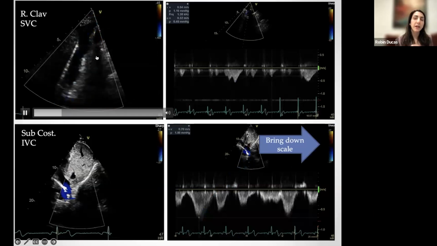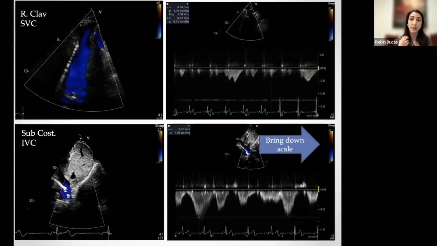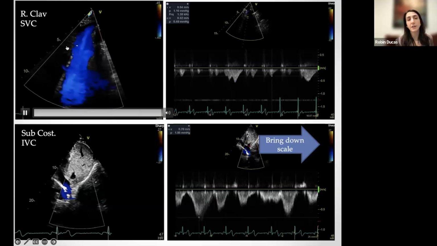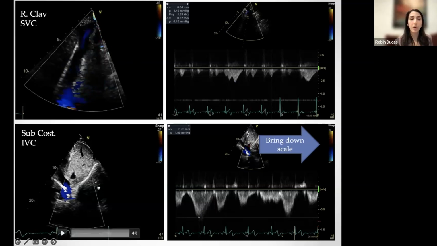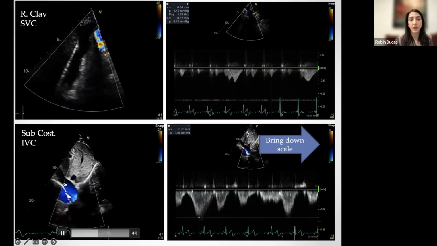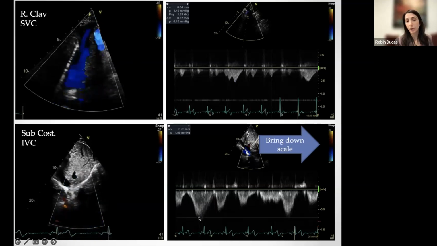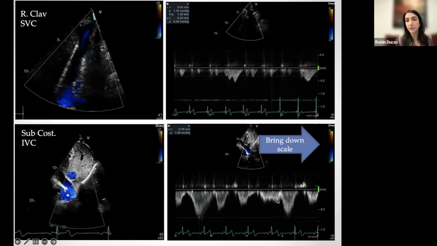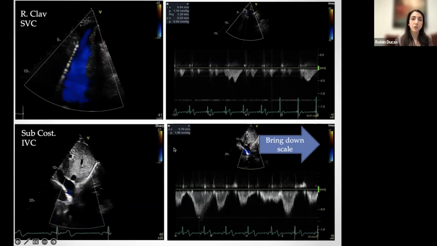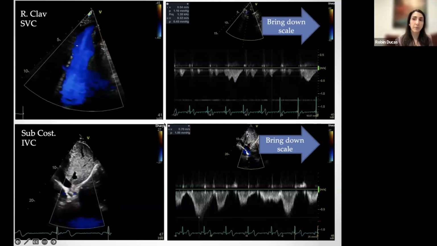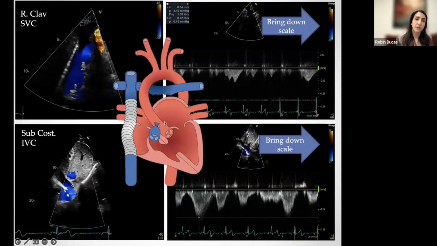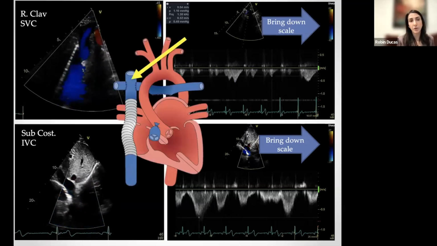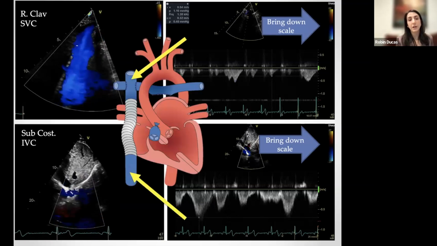Now, when taking a look at the IVC and SVC, in this case up here, we've got our SVC, that's our right supraclavicular view. As I mentioned earlier, we want to do a pulse wave looking for that respiratory phasic flow. We will also do this in the IVC, and again, looking for that nice low velocity phasic flow that we see here. And just to remind everybody that to bring the scale down, it can be helpful. And the structures in this case that we're imaging here are the SVC and the IVC.